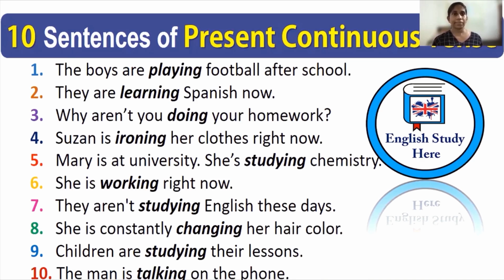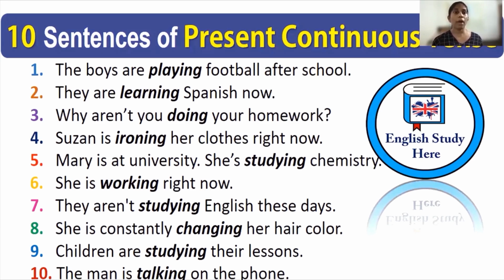Second sentence, they are learning Spanish now. Here the subject is they. For that, the relevant helping verb should be are. And here I have used the ing form of the verb learn. So it is learning. They are learning Spanish now.